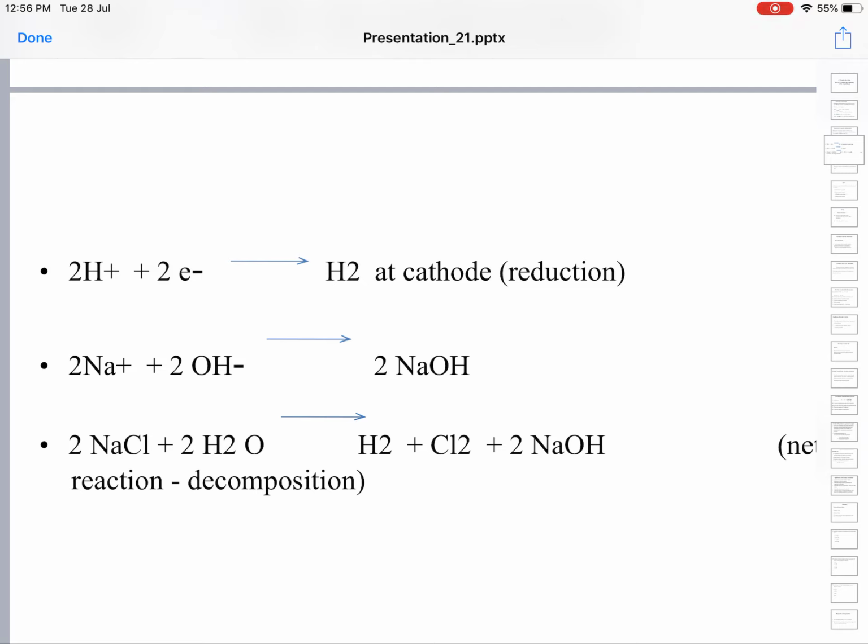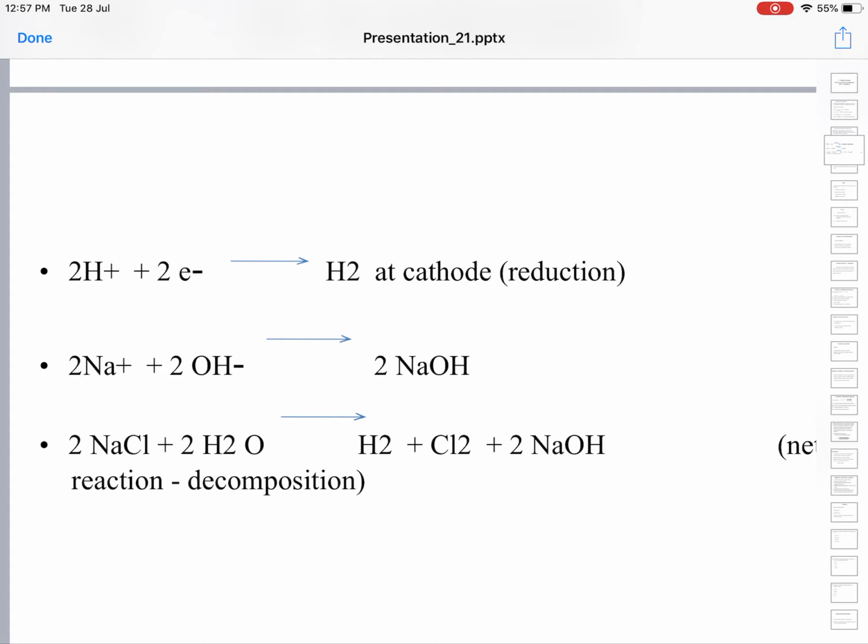Okay, so in accordance with this, the chlorine, which has lower discharge potential, is liberated at the anode, and the hydrogen gas, which has lower discharge potential, is liberated at the cathode. In the solution you have sodium ions and hydroxyl ions left over. These will combine to form sodium hydroxide. So NaOH is manufactured by the electrolysis of sodium chloride.